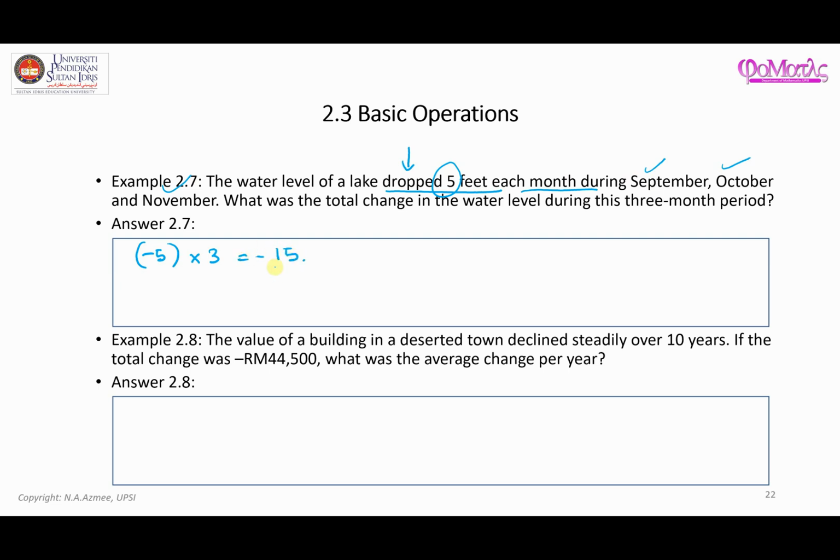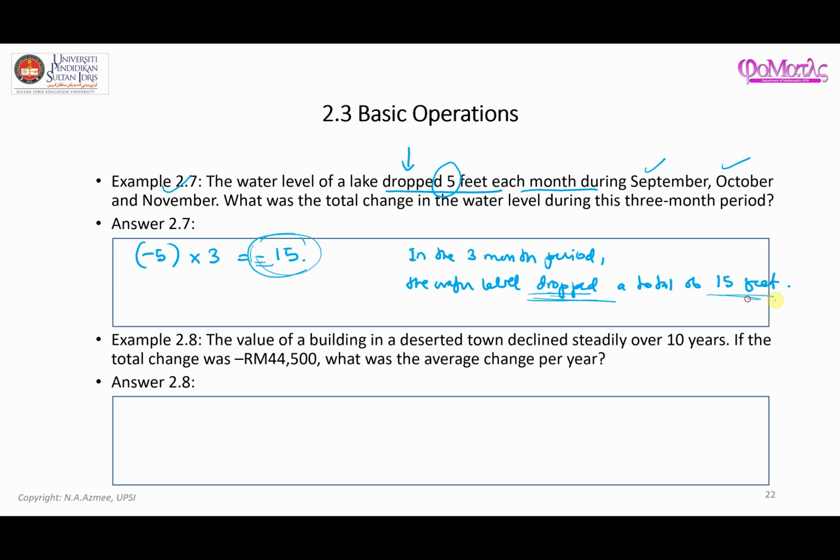So what is the meaning of the word negative here? If you want to translate the meaning of -15, it can be translated as something like this: in the 3-month period, the water level dropped a total of 15 feet. So that's the meaning of having a negative sign here. When you talk about dropping at some value, we can represent it by a negative value.